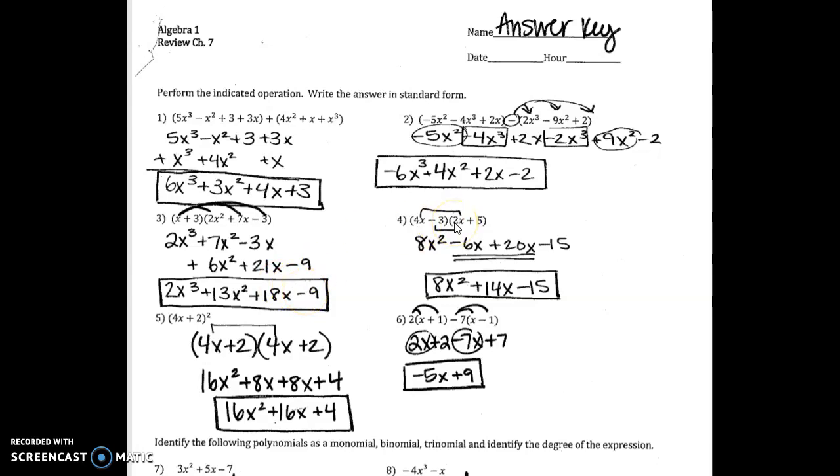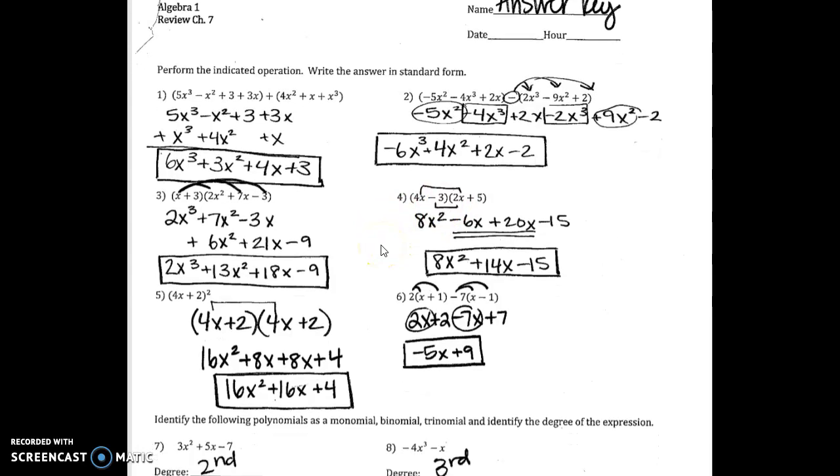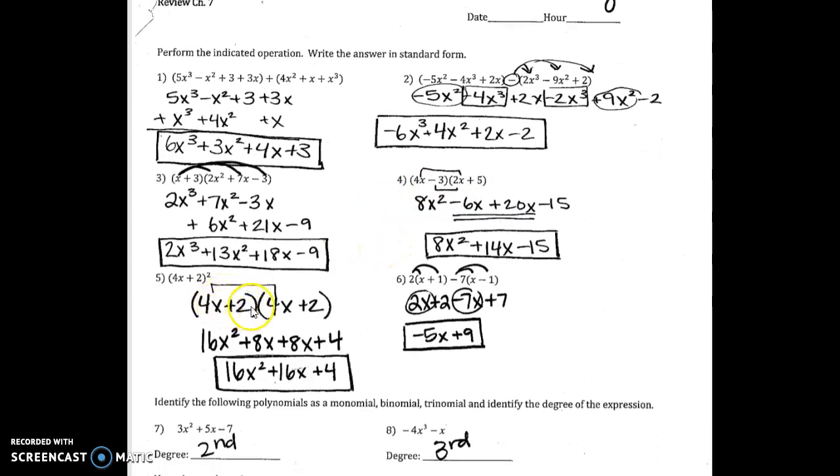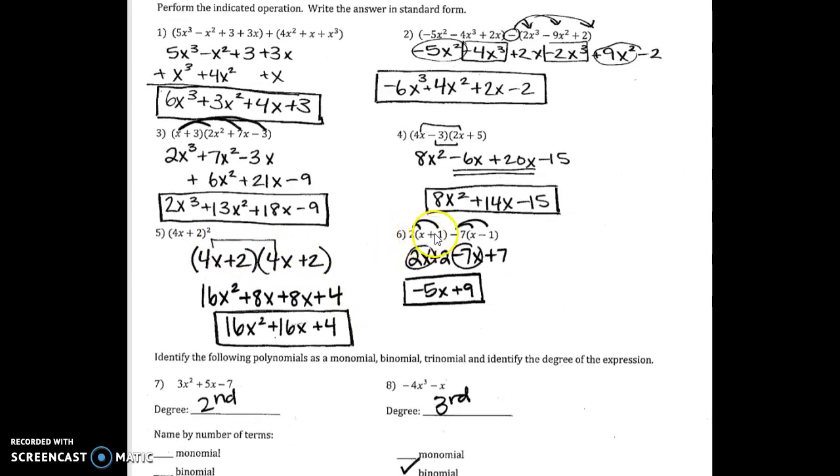This one you can either distribute or use FOIL. I would say once you get to a binomial times a binomial, FOIL is going to be your best bet. Same on this one, FOIL. When you have 4x plus 2 times 4x plus 2, write it out twice and FOIL. Distribute and then combine like terms. Distribute and combine like terms.